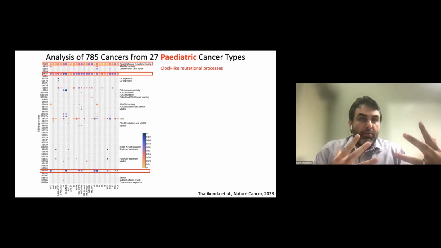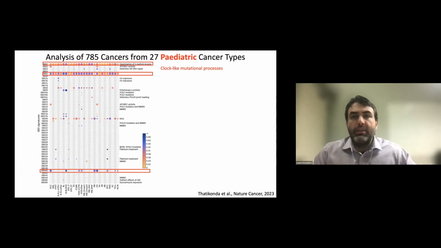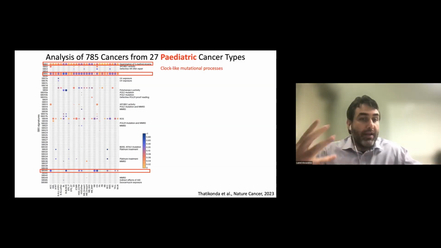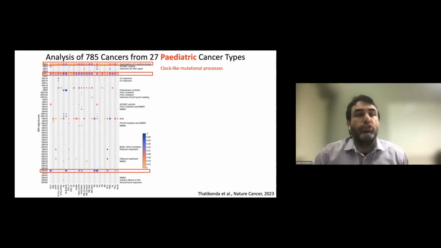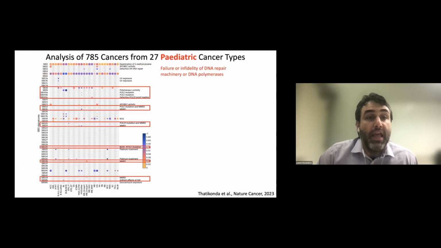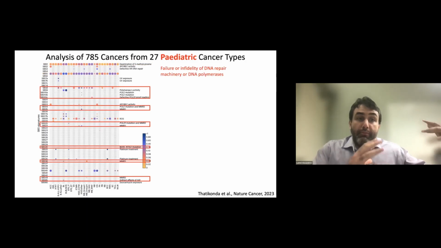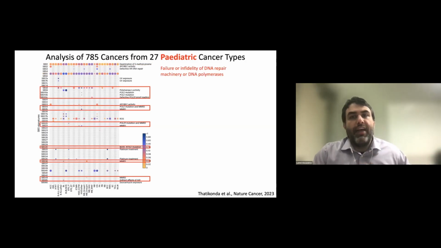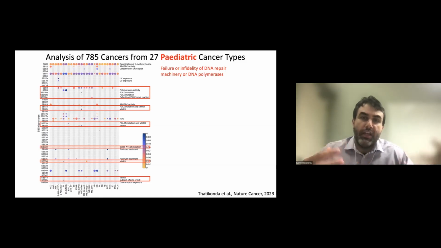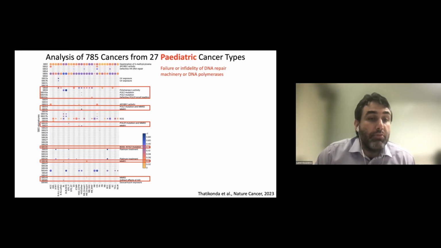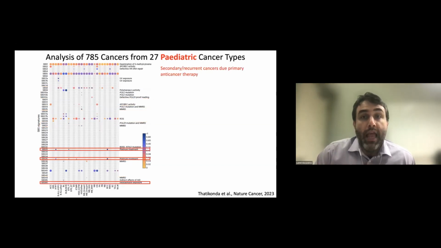We have the clock-like mutational process. These are processes that tick in every single cell of the body. They occur just because the cell exists. They're very, very prevalent in both childhood and adulthood cancers. We have processes just because something failed, whether it's a failure of DNA repair, or a failure of a specific proofreading domain of a polymerase, or an infidelity of a specific polymerase. They can generate different signatures, and they can actually result in specific mutations that cause cancer.